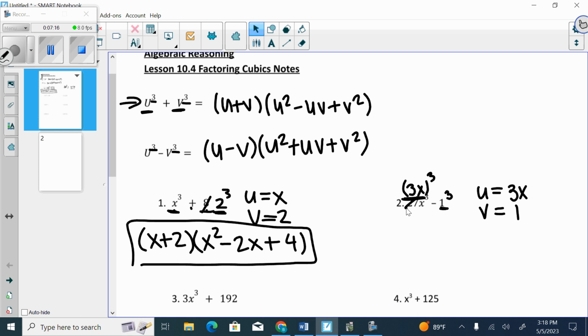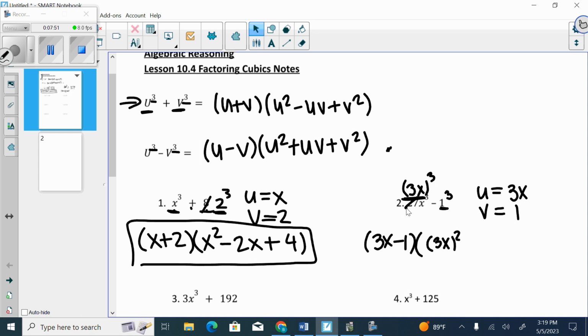So I'm going to use the second formula this time, right? So it's this one right here. All right, so the formula starts out with a parenthesis, u minus v. Well, what's our u minus v? 3x minus, yes, good, minus 1, nice. All right, and then I open my second parenthesis, u squared. What is our u? 3x. So I'm going to put my 3x in parentheses because remember, I'm squaring the whole thing, not just the x, not just the 3, right?